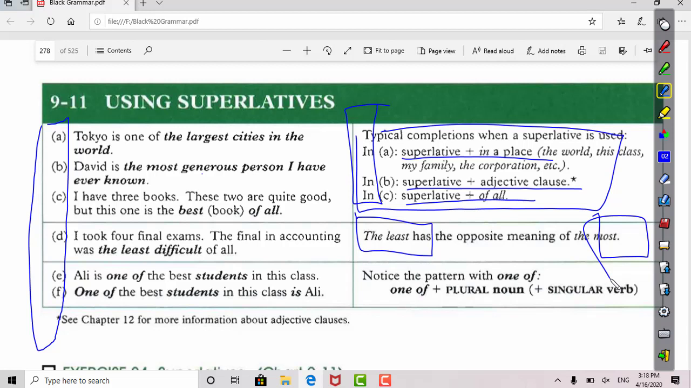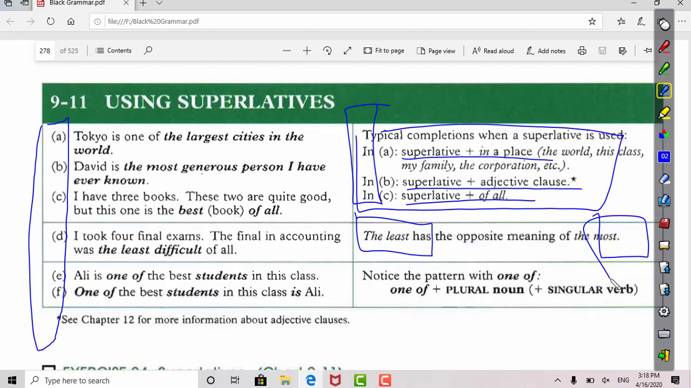Next, number E, we have this one. Ali is one of the best students in this class. All right. Now this is the funny one. One of plus plural plus singular. All right. One of the best students in this class, or one of the best students in this class is Ali. If you want to use the one of as the first of the statement, one of the best students in this class is Ali.